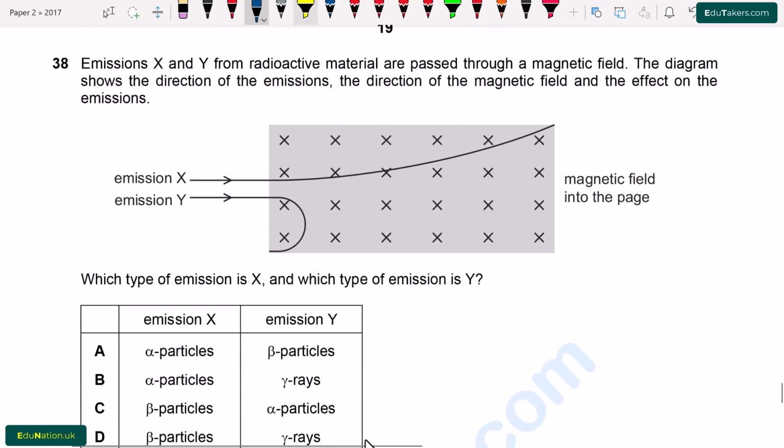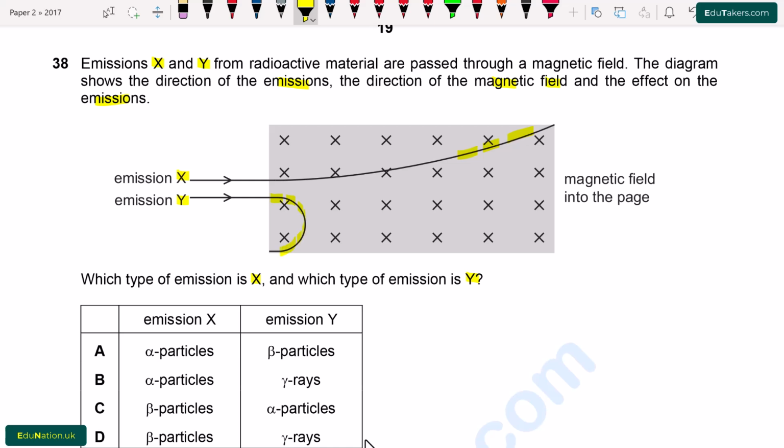Question number 38. Emissions X and Y from radioactive materials are passed through a magnetic field. The diagram shows the direction of the emissions, the direction of the magnetic field, and the effect on the emission. Which type of emission is X and which type is Y? So there is emission X and emission Y. The emission X is deflected less, but there is large deflection or large bending for the emission Y.